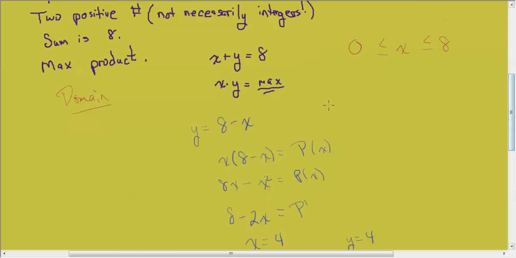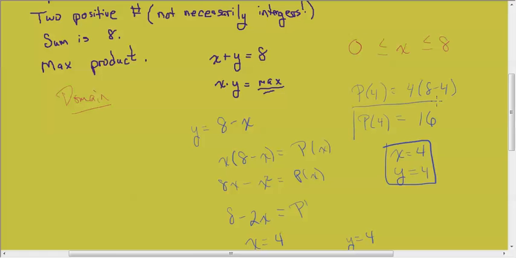All right, so if I come up here and I find p of 4, it's going to be 4 times 8 minus 4, so my product is going to be 4 times 4, 16. So this is the maximum product, but we have to make sure we're answering the question. The maximum product is 16, but if they ask me what values provide the maximum product, that is x is 4 and y is 4.